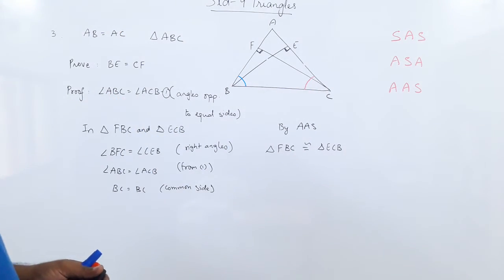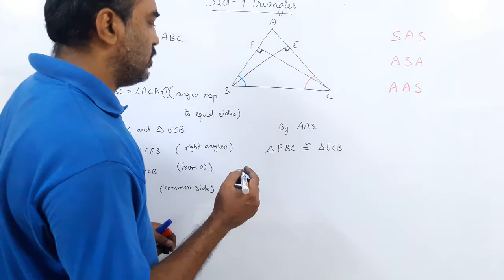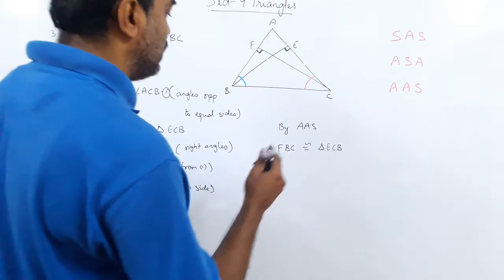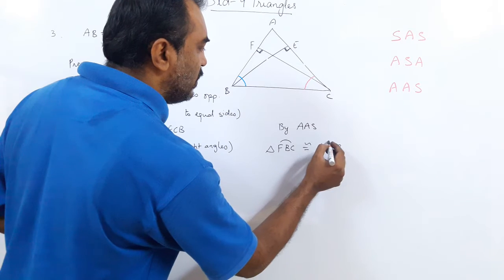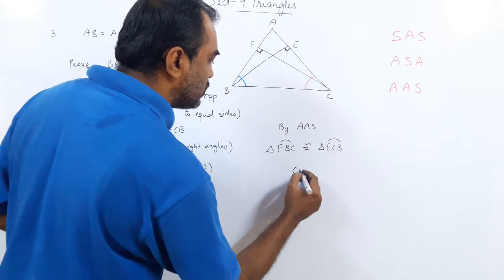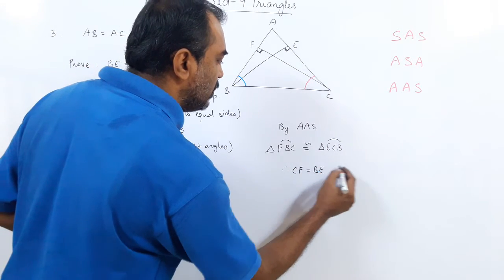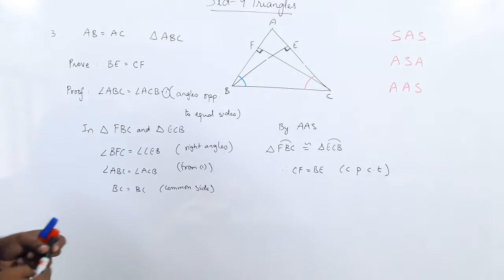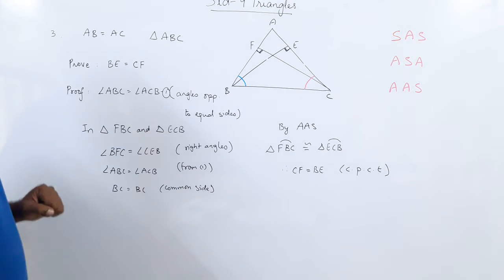So what have you got? Yes, that CF equal to BE. Therefore, CF equal to BE. Okay, so did you follow how I made use of the theorem? So here there is a slight thinking process which you have to practice.